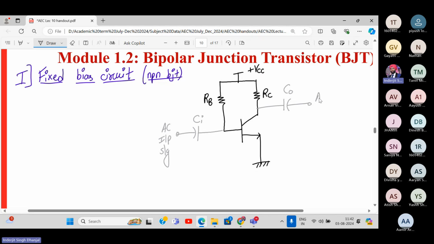And here I get AC output signal. Right now, we are only doing DC analysis. So these are not important, but still I have written it over there.